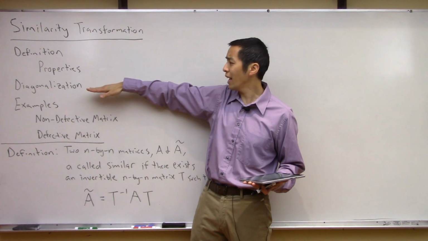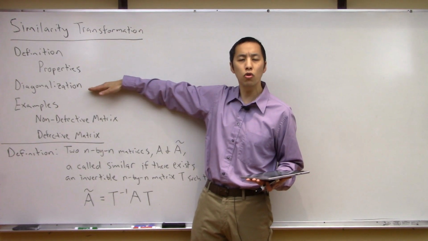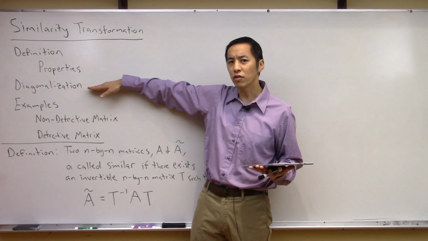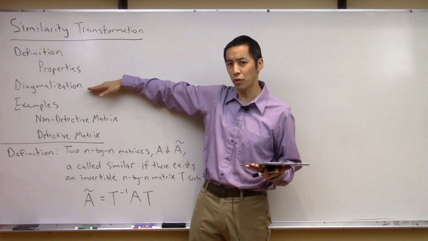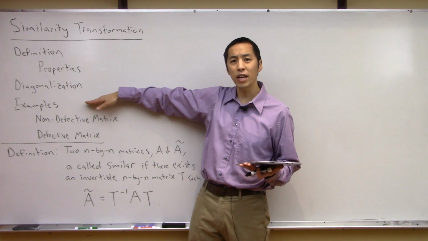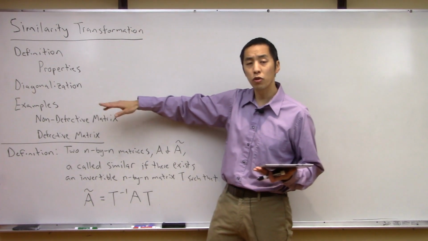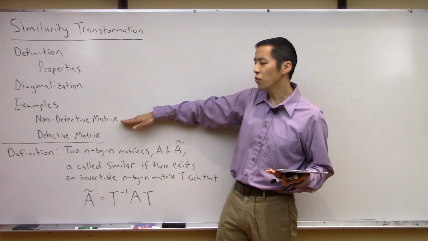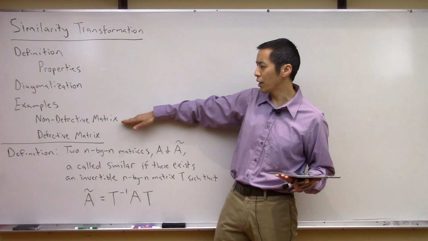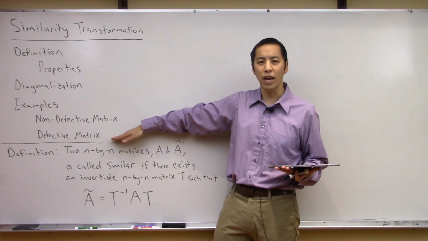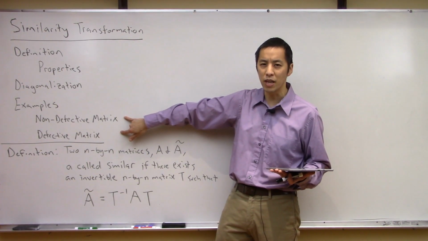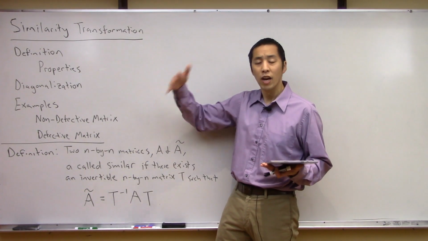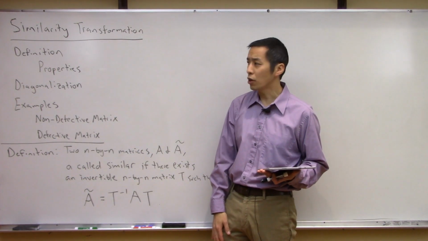We're going to see later that one of the most useful applications of similarity transformations is to perform what's known as diagonalization, and we'll talk about that. Before going into some examples, we'll do two examples, one using what's known as a non-defective matrix and the other using a defective matrix, just so we can see the difference. And again, this will make sense when we get there. So if that sounds like fun, why don't we just jump right into it.